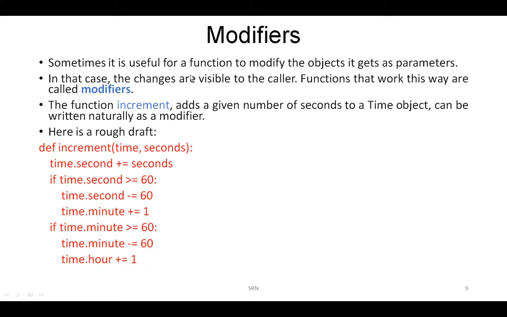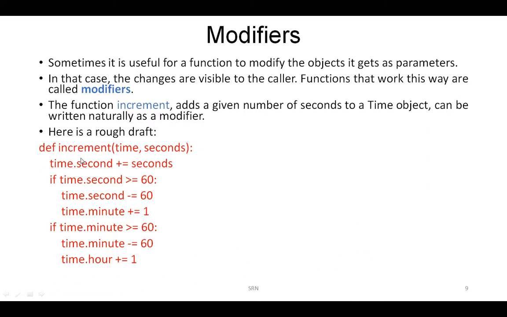Sometimes it's useful for a function to modify the object it gets as a parameter. In this case we call them modifiers. The changes are visible to the caller, and the functions that work this way are called modifiers. The function increment adds a given number of seconds to a time object, and it can be written naturally as a modifier. Here is a rough draft of that increment function.